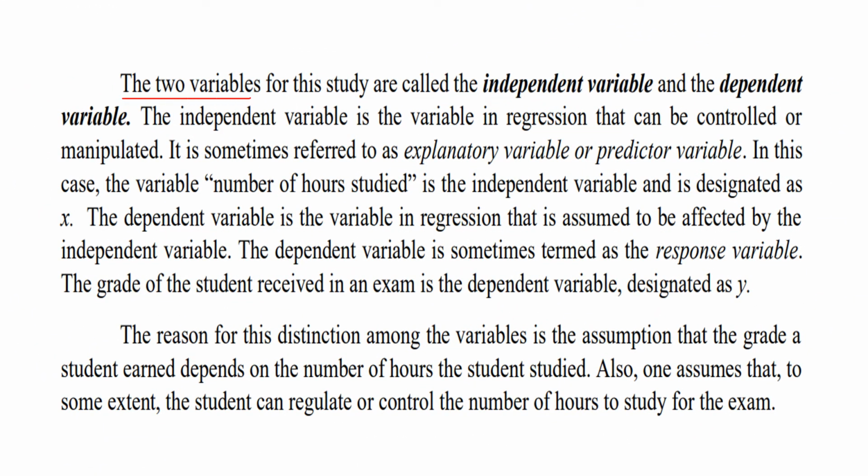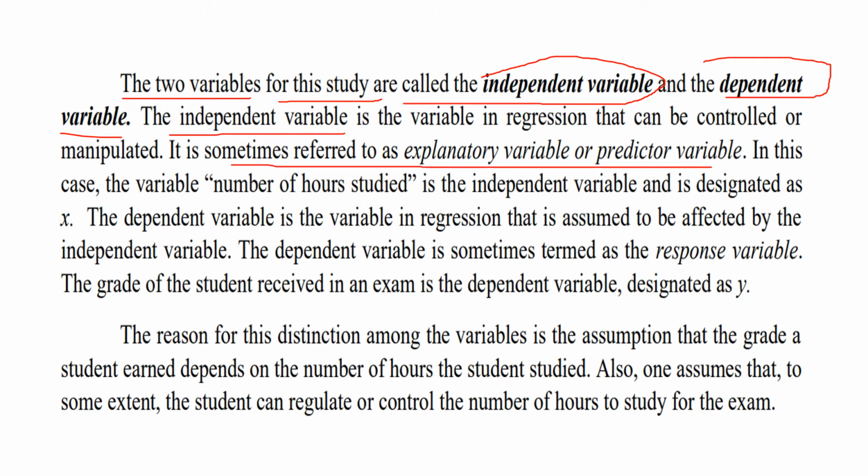The two variables for this study are called the independent variable and the dependent variable. The independent variable is the variable in regression that can be controlled or manipulated. It is sometimes referred to as the explanatory variable or predictor variable because we can control and manipulate it. If we manipulate and control this one, we can replace one variable with another and make the final decision an ideal decision based on our computations.